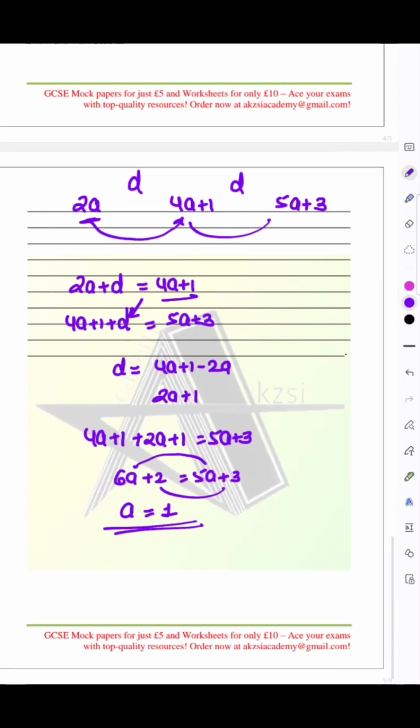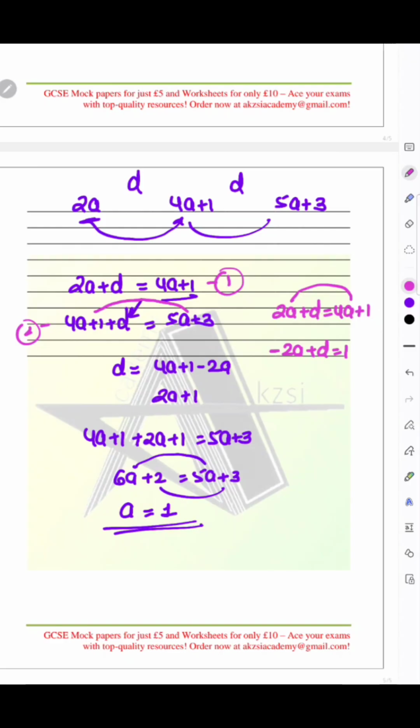Similarly, if I'll do by elimination method, so 2a plus d is equals to 4a plus 1. Bring it here. So minus 2a plus d is equals to 1. That will be my first equation. For second, bring 5a to here. So my second equation will become 4a minus 5a plus 1 plus d is equals to 3, or bring 1 here. So minus a plus d is equals to 2. It's basic transposition I did so that I can sort out a and d on one side and numbers on another side. Minus a plus d equals 2.